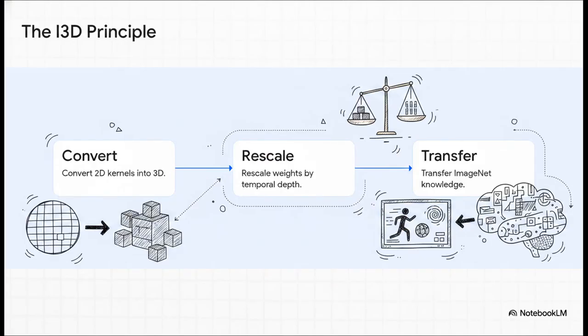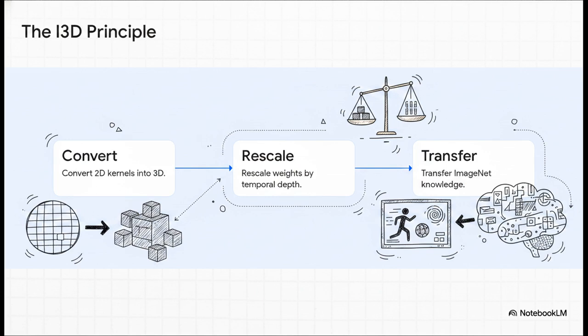But, researchers still wanted the sheer power of 3D networks, just without that crushing computational cost of training from scratch. Enter the i3D inflation principle. i3D found an absolutely ingenious step-by-step hack. They took highly successful 2D networks that had already learned all about images from massive datasets like ImageNet, and they literally inflated the 2D kernels into 3D space by just repeating the weights along the time dimension.